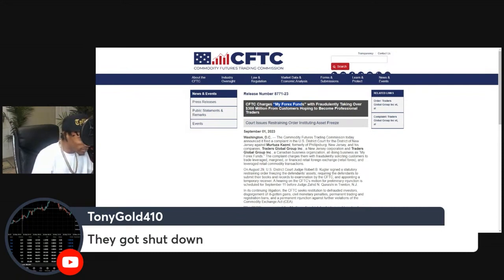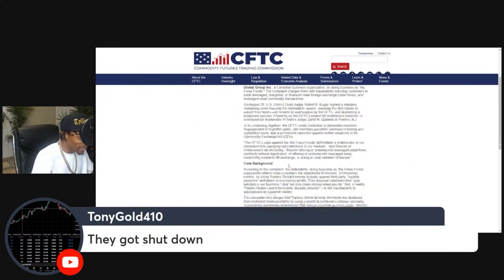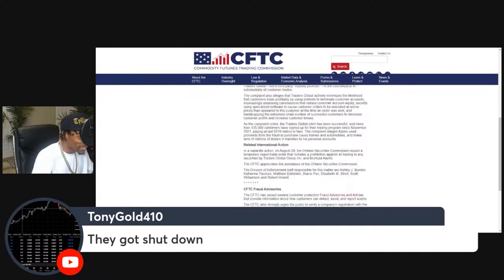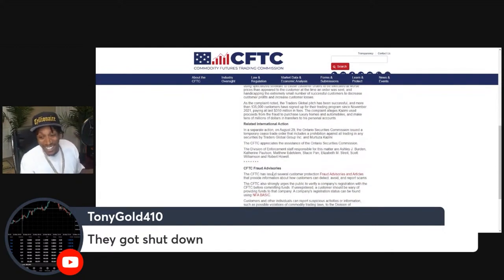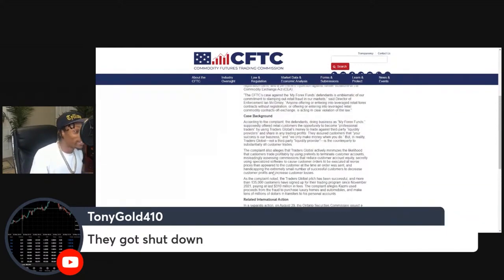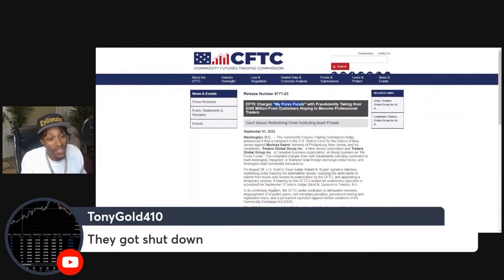Okay, his companies, Traders Global. Damn, this is crazy. Case background. How long had they been on it for? CFTC fraud advisories. Nah, they got shut down. This is on the CFTC website. This is official.